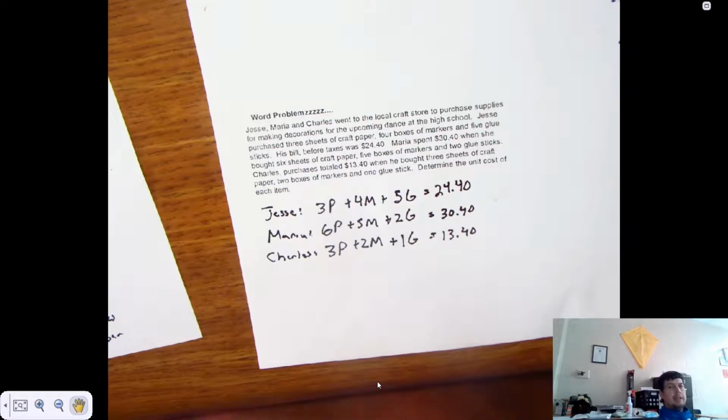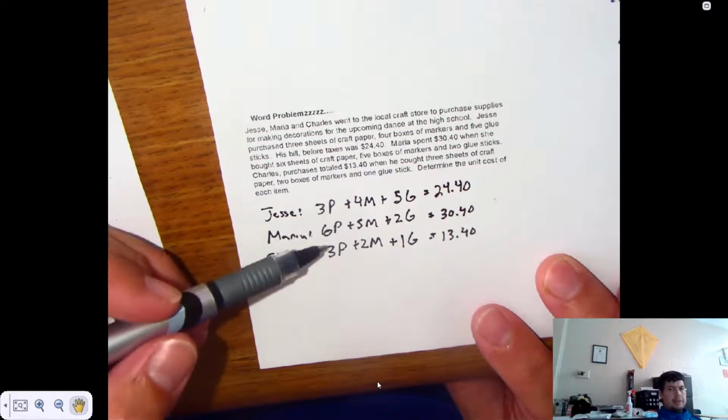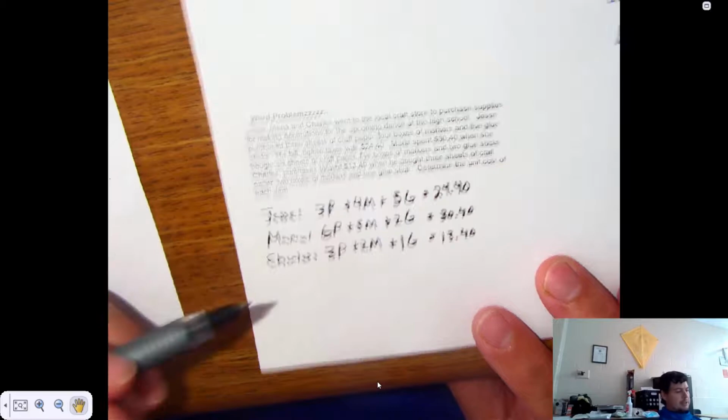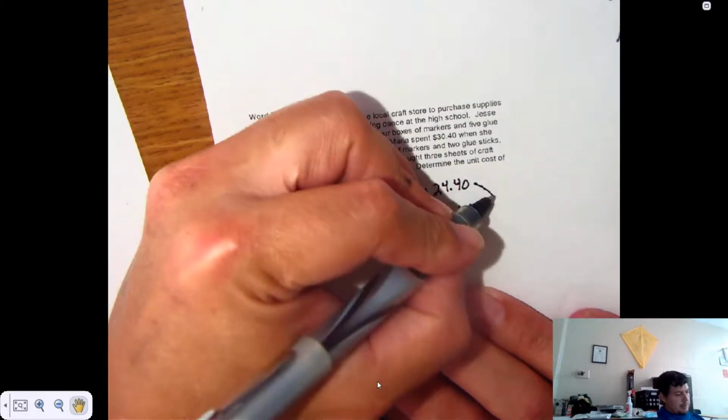It's just like anything else. You write the equations, then you attack a variable. You could attack your P's, your M's, your G's. And I kind of like the way these P's are looking. 3 minus 3 is nothing. I could double a 3 and get a 6. So that's what I'm going to do. I'm going to just focus on the first 2 equations.